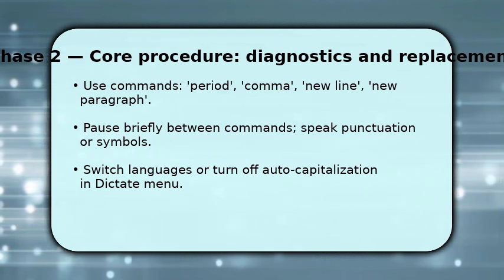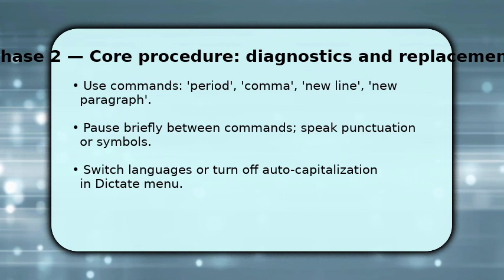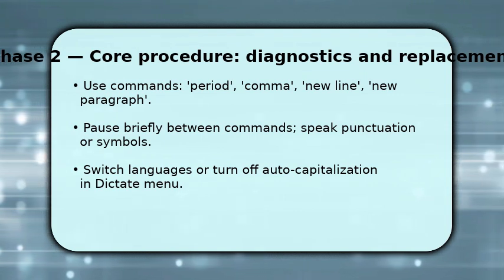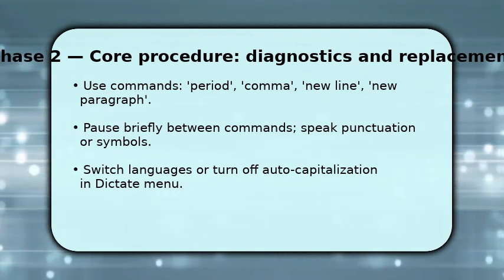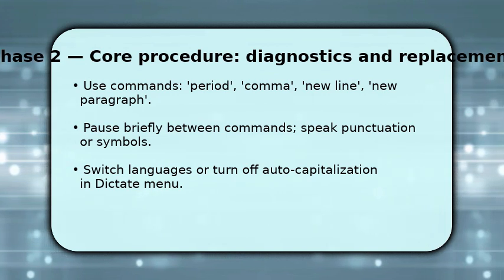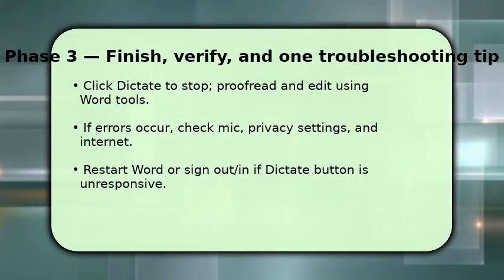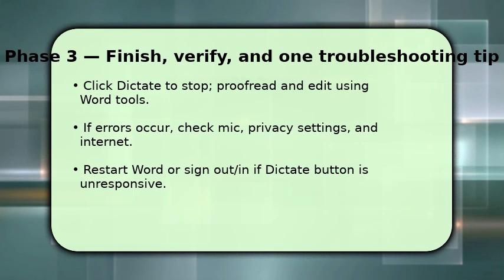Practice short phrases, then longer sentences to build accuracy. That trains both you and the model for better results over time. To finish, click the Dictate button again to stop listening, then proofread. Use Editor and Spell Check to catch homophones.